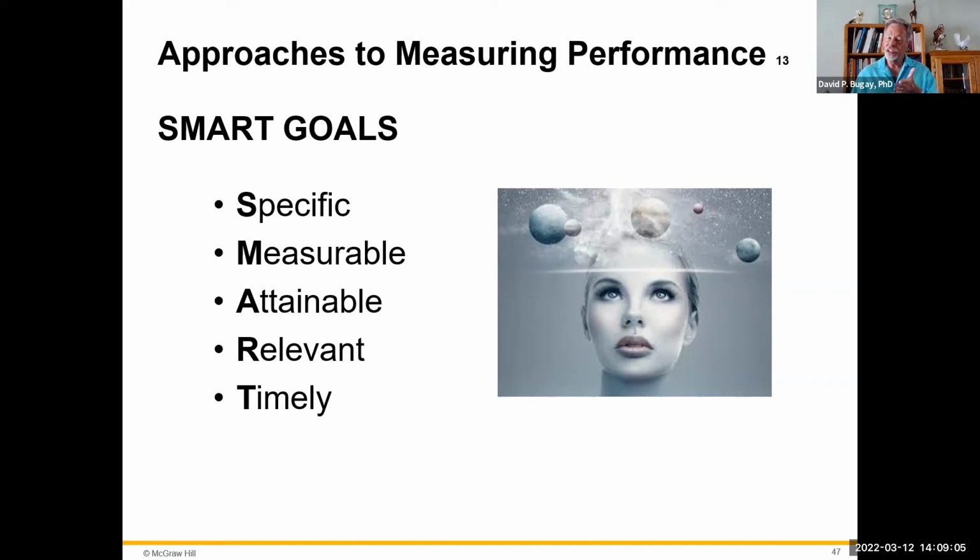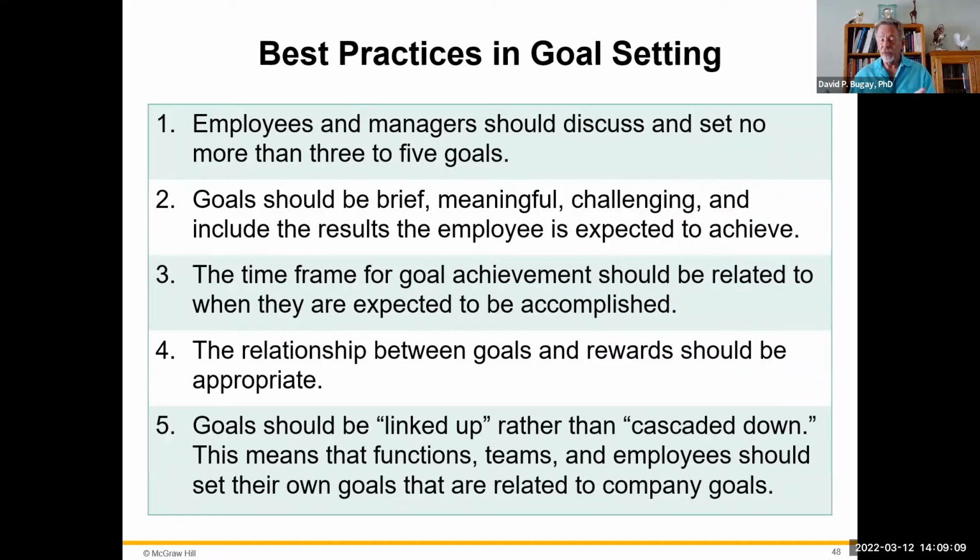Now we're using SMART goals, and really objectives, to sit down and evaluate employees. It's really the best practice in goal setting. They discuss and set no more than 3 to 5 goals. By the way, if you start going past 5 goals for an employee, that's almost unattainable. I saw a college president one time, and we did 20 great objectives.